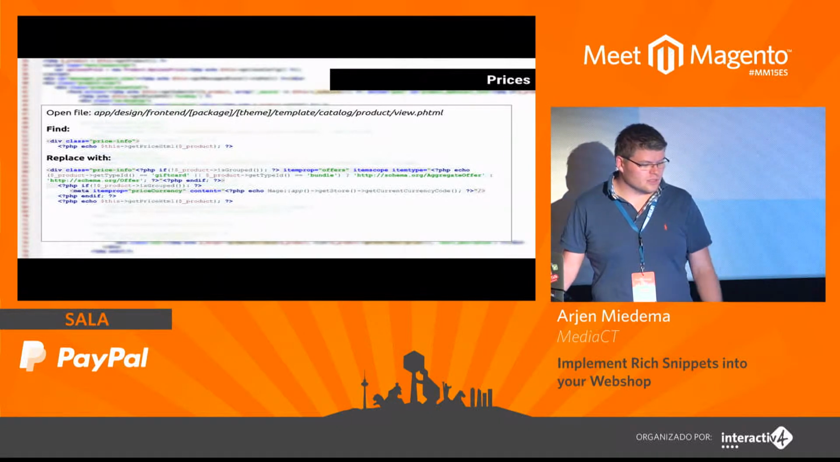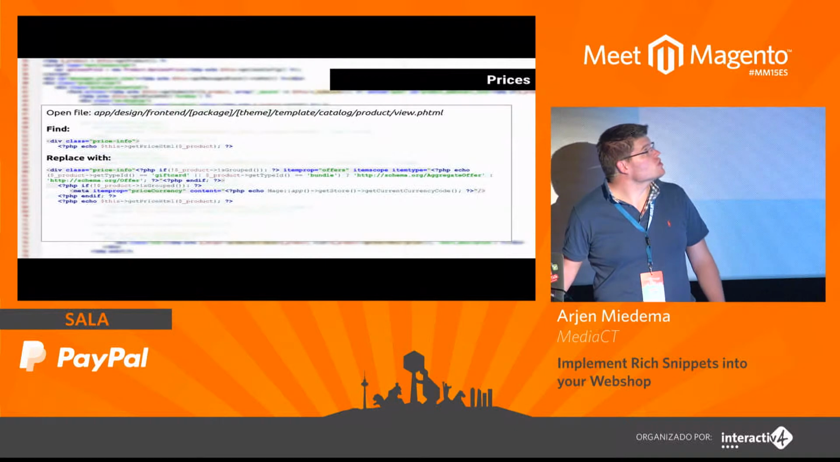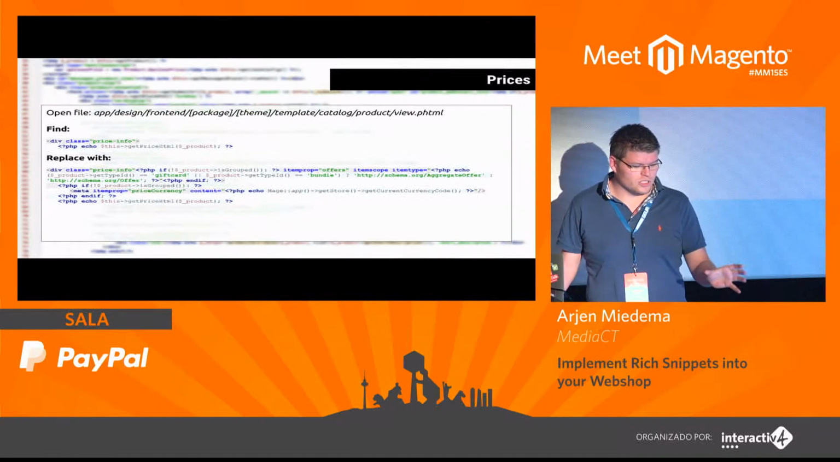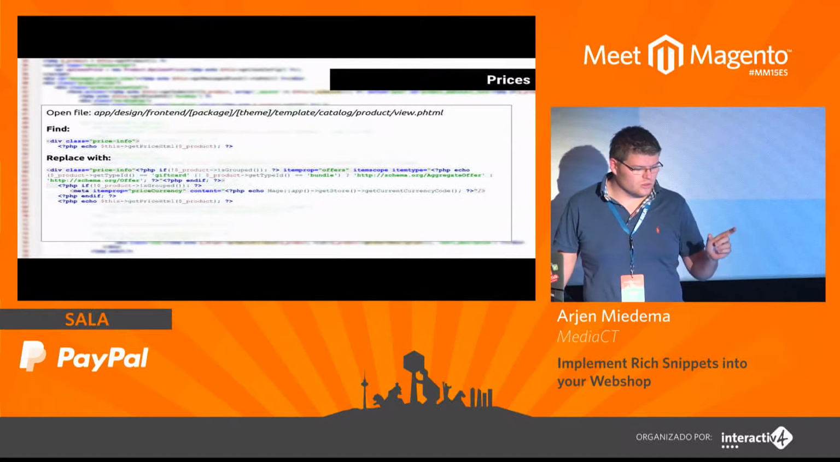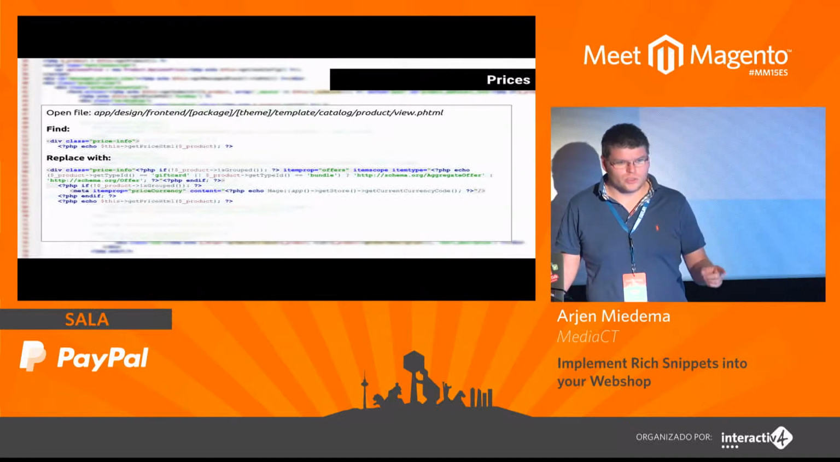And also you add a price currency to it, so the system knows which currency you're using, and you should add the currency of the web shop that you're currently looking at. So if it's an American shop, it's US dollar. If it's a Spanish or a German shop, it's euro.